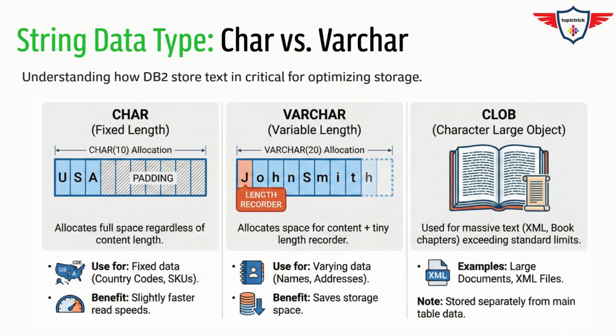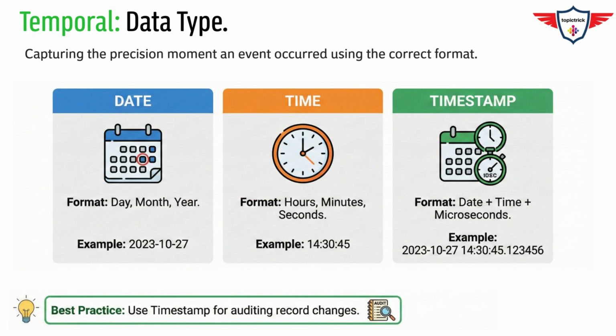The third category is date and time. In DB2, we have 3 distinct types. Date stores just the day, month, and year. Time stores just the hours, minutes, and seconds, and timestamp stores both, often down to the microsecond. If you're auditing when a record was changed, always use timestamp to get that precise point in time.